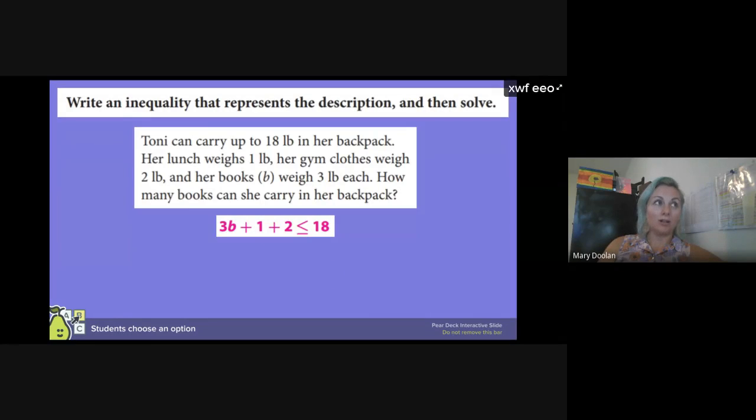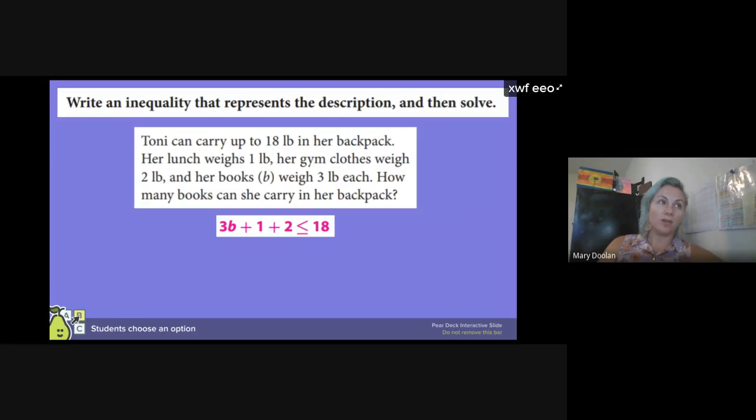Once you've combined all like terms that are on the same side of an inequality symbol, then you can combine like terms that are on opposite sides. 3 and 18 are like terms that are on opposite sides. You have to use the opposite operation. What's 18 minus 3? 15. 3b is less than or equal to 15.